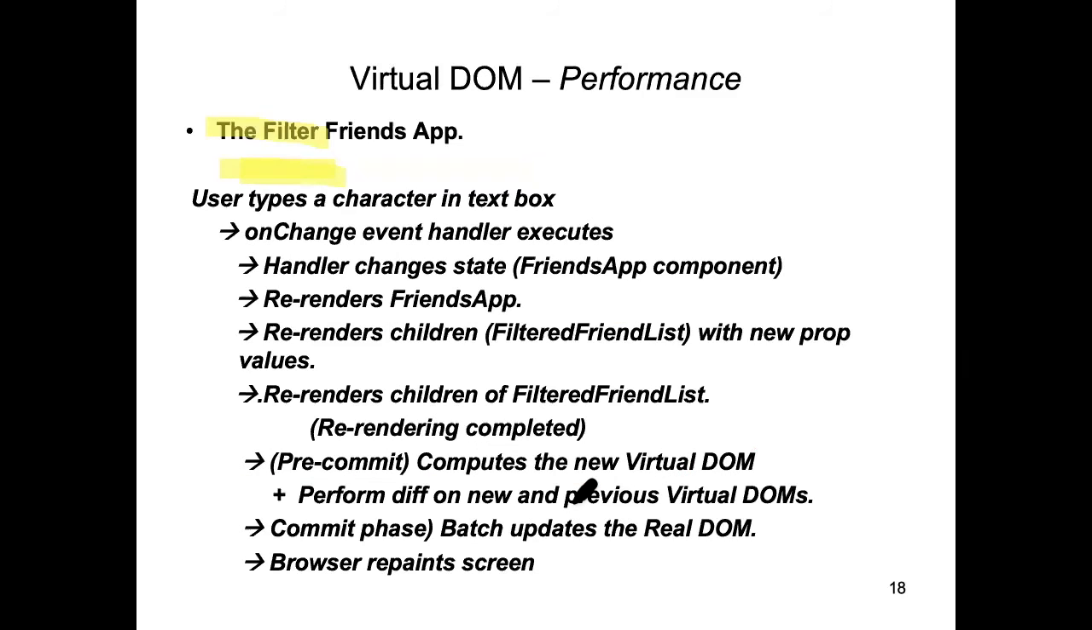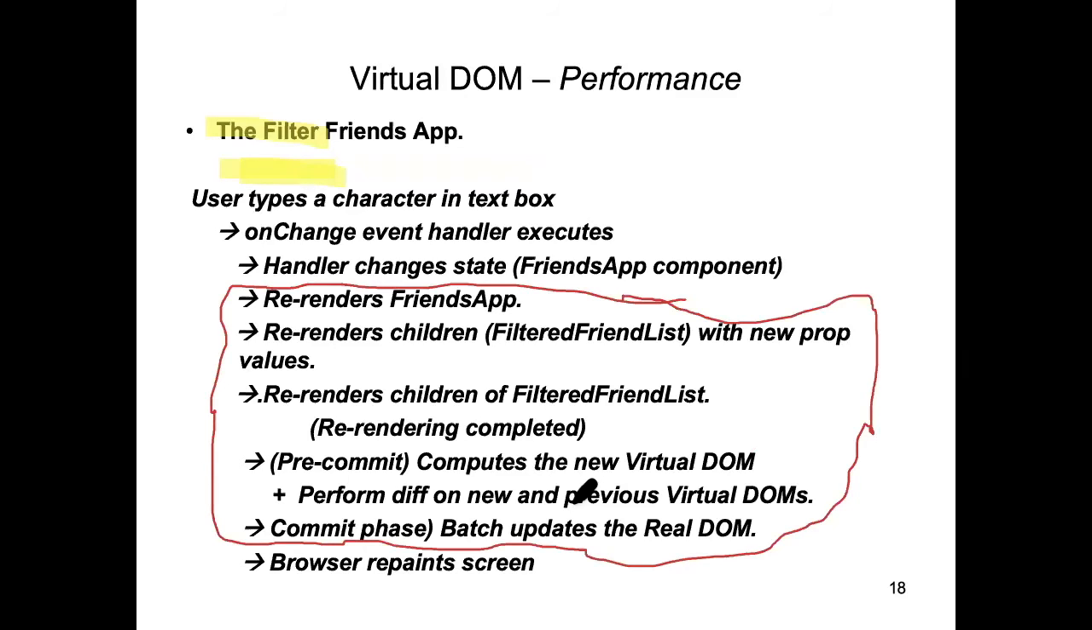This was from the Filtered Friends app that we talked about. And here I'm explaining what happens when the user types a character into the text box. And we had our component hierarchy, and now we can be more specific in terms of what's actually happening behind the scenes in terms of the React engine, and the role of the virtual DOM, etc.